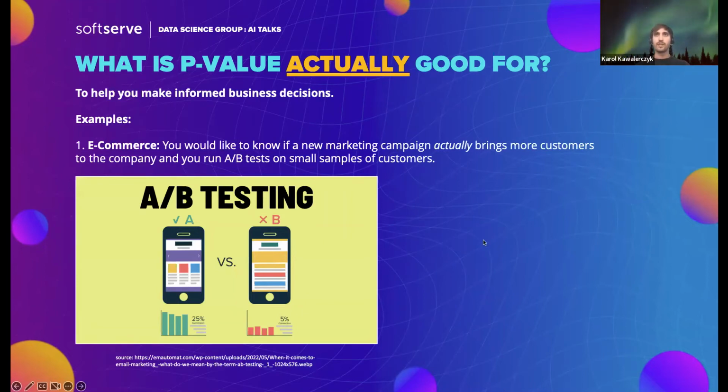And a couple of examples where we can use it. The first one would be in e-commerce. We would like to know if a new marketing campaign actually brings more customers to the company. And you run A/B tests on small samples of customers. What you end up with in general is usually not a single number, but more of a distribution. So it's not always easy to tell whether a new website actually brings some improvement or not. This is where we would like to do hypothesis testing. And the p-value is, in the end, a single number that you usually refer to. And I'm going to talk later about how maybe it should not be the single value that you base your decision on.